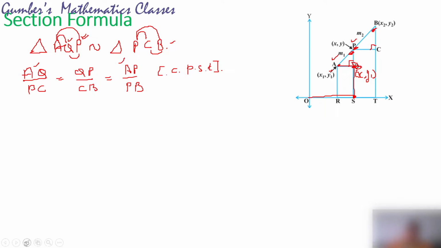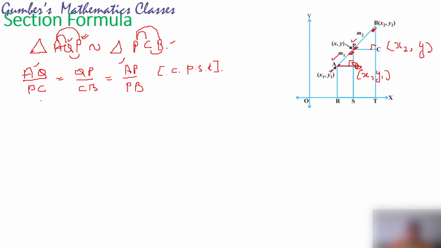Let me rewrite clearly. The coordinates are x and y1. Similarly, we can find the coordinates of point C. C has the same distance from the y-axis as B, therefore x2, and from the x-axis it has the same distance as P, therefore its coordinates are x2, y.